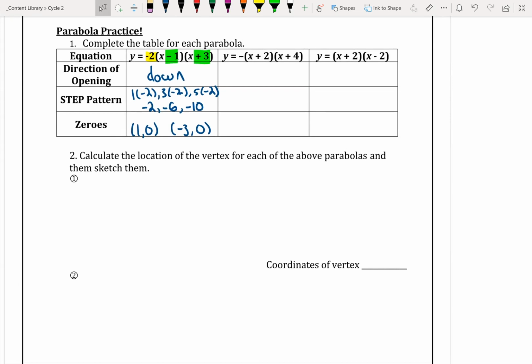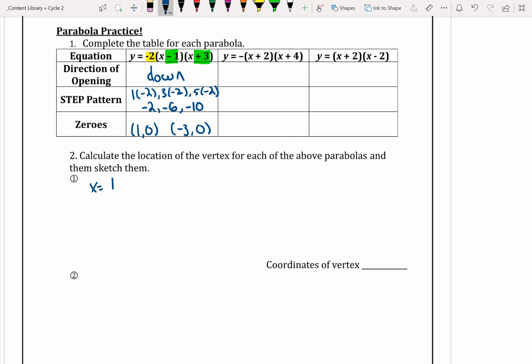In number 2, I want to calculate the location of the vertex for each of the above parabolas and then sketch them. So I'm going to work on finding the vertex. I know that the x value of the vertex has to be between the 2 points. Remember, the vertex is an x and a y value. So I need to find the middle of my 2 x-intercepts.